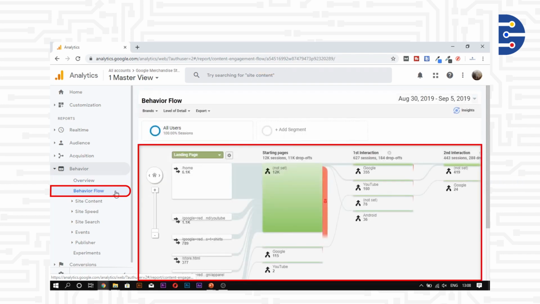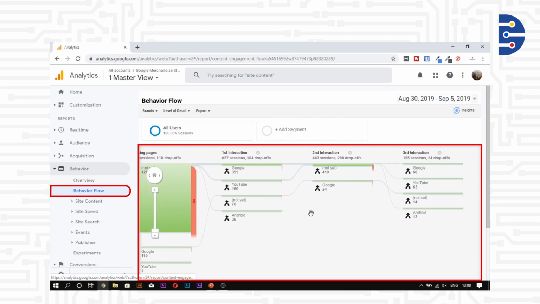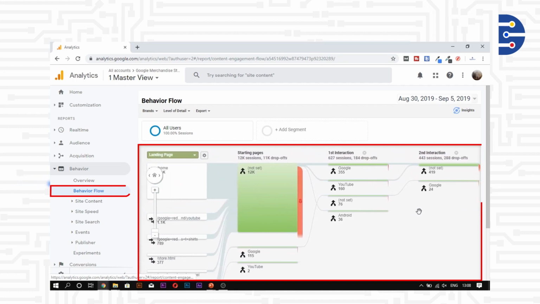The behavior flow diagram gives us a page by page interaction of the visitors with the website. Not only can we see the number of sessions on each page, but we are also presented the number of sessions that drop off from that particular page. It helps us understand the most and the least engaging pages of our website. One also has the ability to go to the nth level to understand the interaction of the visitor with our website pages.